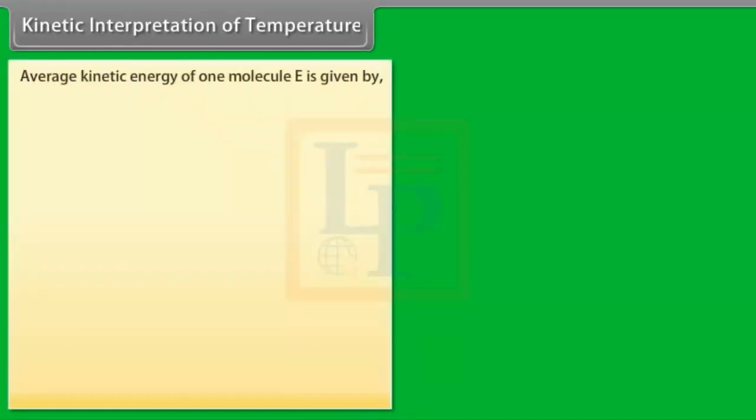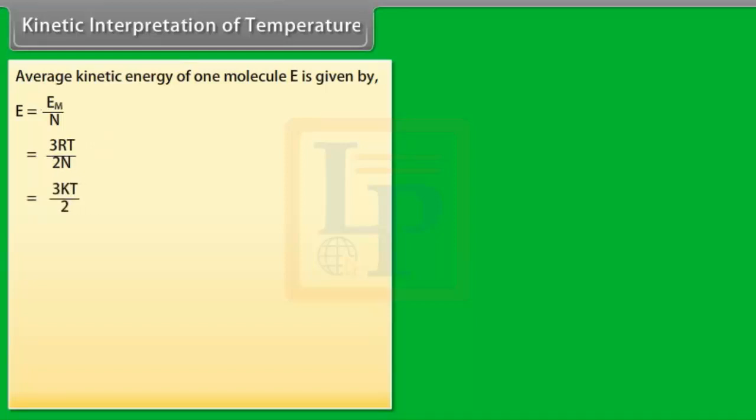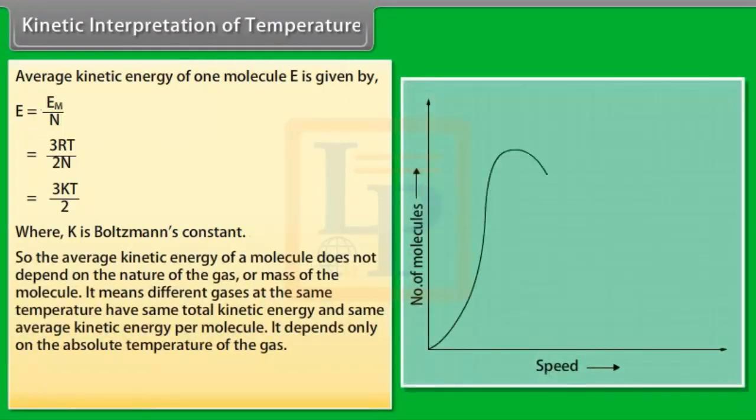Kinetic interpretation of temperature. Average kinetic energy of one molecule is given by E = E_total/N = 3RT/2N = 3kT/2, where k is Boltzmann's constant. So, the average kinetic energy of a molecule does not depend on the nature of the gas or mass of the molecule.